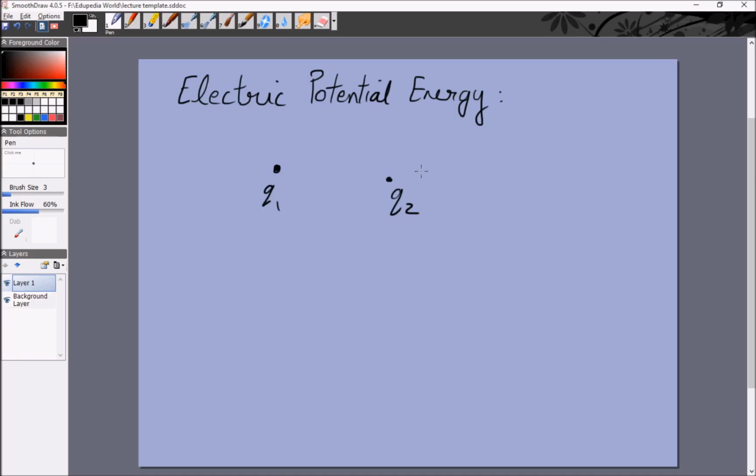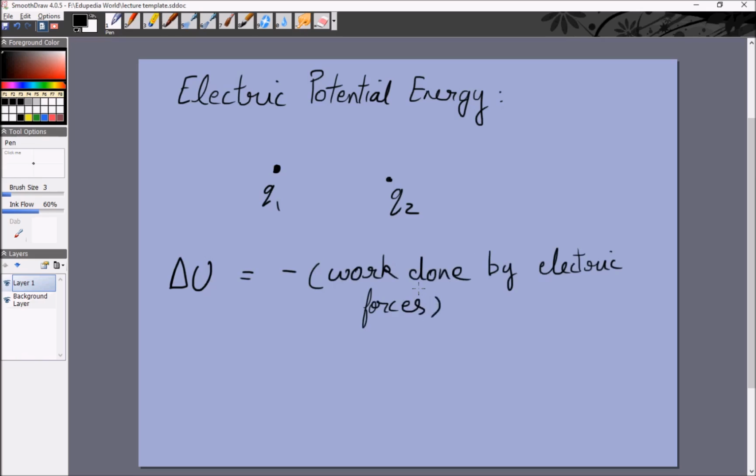Now later on we'll move on to a new concept called electric potential, which will be basically the potential energy configuration created by a single charge, and it will be independent of what the second charge is. Right. So right now the electric potential energy, or rather the change in electric potential energy, because remember potential energy we can take 0 to be anywhere, we always talk about the change in potential energy. So change in potential energy is defined as the negative of the work done by electric forces. Similar to gravitational potential energy, the change in that was the negative of the work done by gravitational forces.